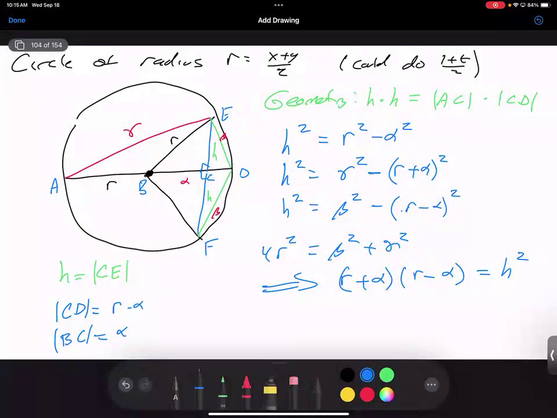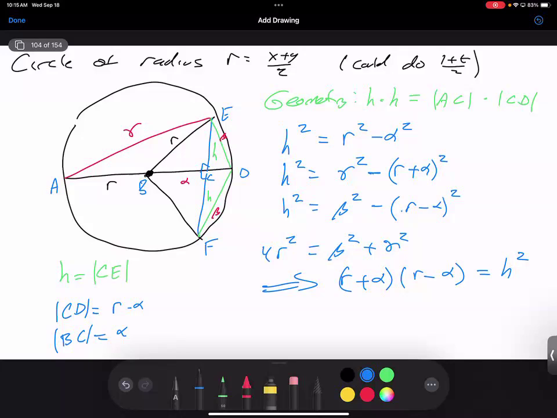I believe we now have more than enough there. What's nice is you can see the beta squared plus gamma squared would just give us a 4r squared. So if we start adding some things, we'll get a 2h squared, a 4r squared, then an r plus alpha squared and an r minus alpha squared. I think everything is going to work out very nicely. So I'll let you do the rest of the algebra and finish it from this point. So let's assume we now know that r plus alpha times r minus alpha is h squared.